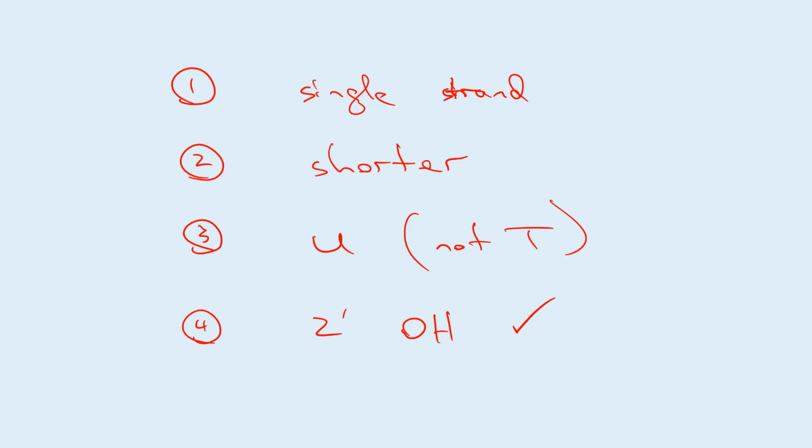Science is great. Science is awesome, but science doesn't know everything. That's the great thing about science. Science doesn't pretend to know everything. So there's still lots and lots to figure out. But there we go. 4 ways that RNA differs from DNA. Video done.